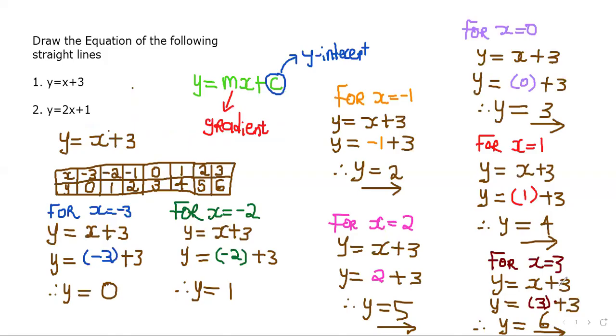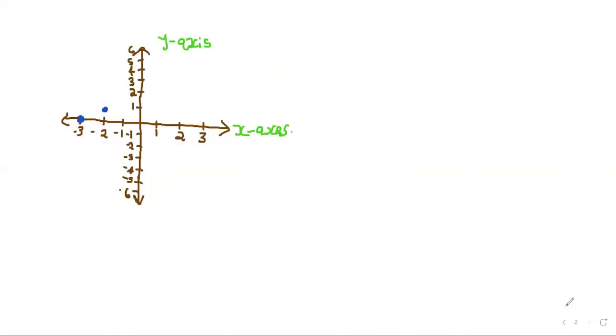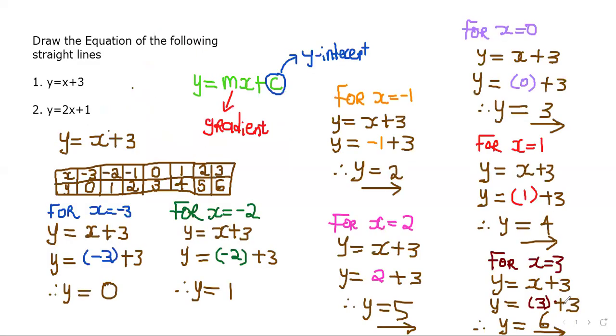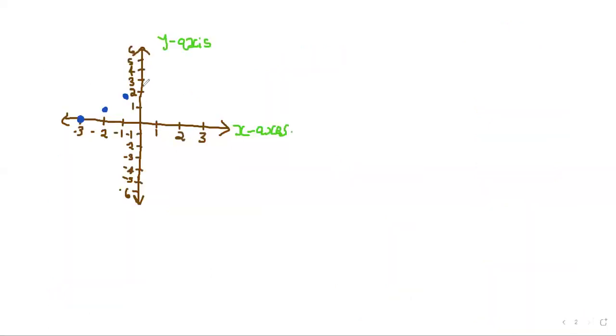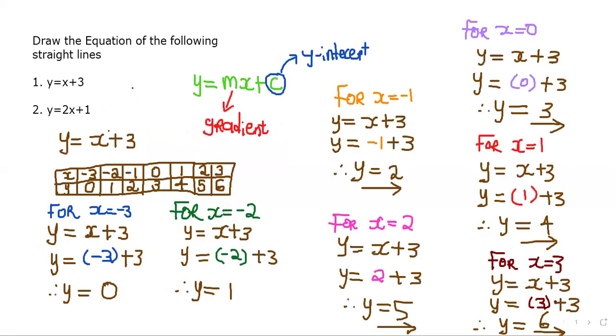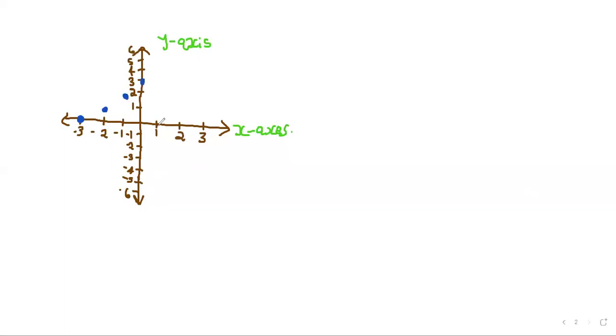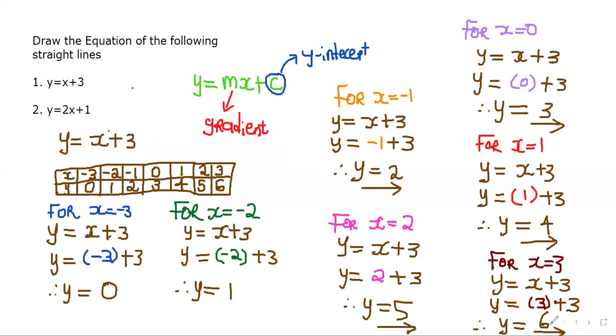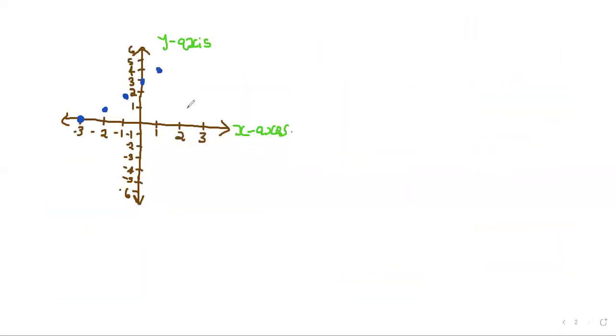And then the third one is -1 and 2. So -1 and 2, where they meet, simply make a dot. Make sure that you use a ruler so that your points are in alignment. Then the other one is 0 and 3. So where there is 0 and 3, make a dot. And then we also have 1 and 4. So you go where there is 1 and 4, make a dot right there. And then where there is 2 and 5, you make a dot. That is 2 and 5. Simply make a dot.